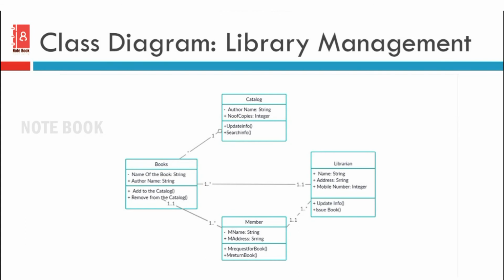Here is a class diagram for the library management system. The scenario given, we have already drawn the use case diagram. Now this is the class diagram. Here we have 4 classes: books, catalog, librarian and member. These 4 classes have their own attributes and functions or operations to be performed, and it has the multiplicity, then it has the relationships.